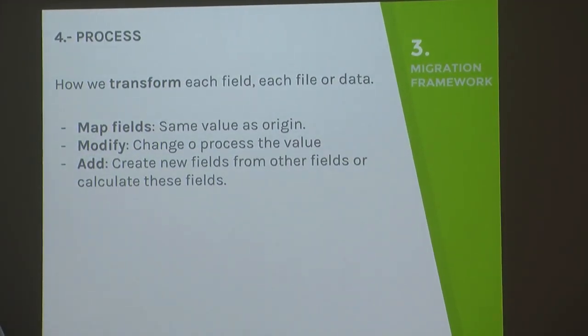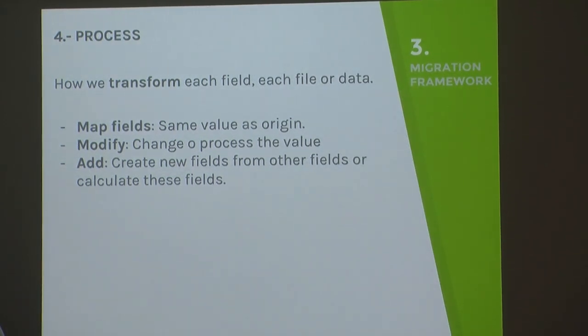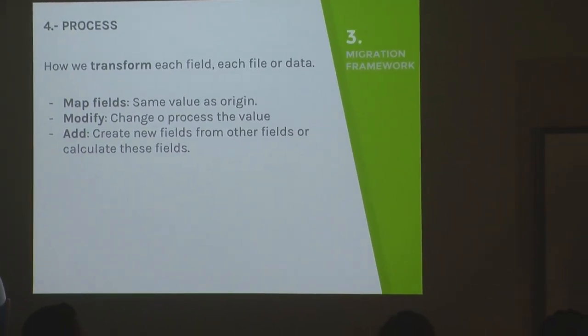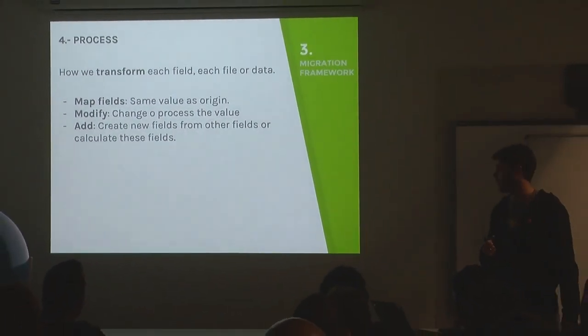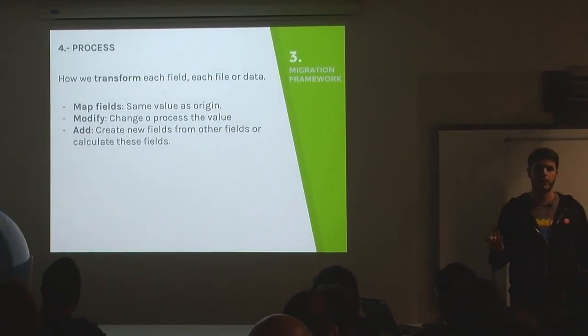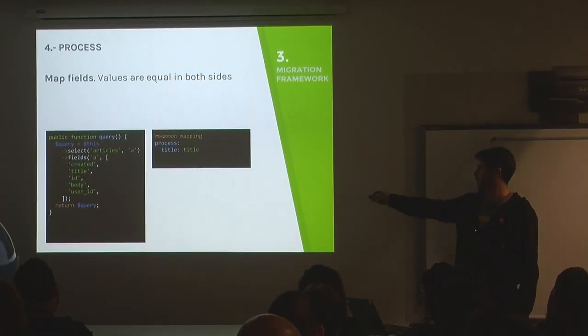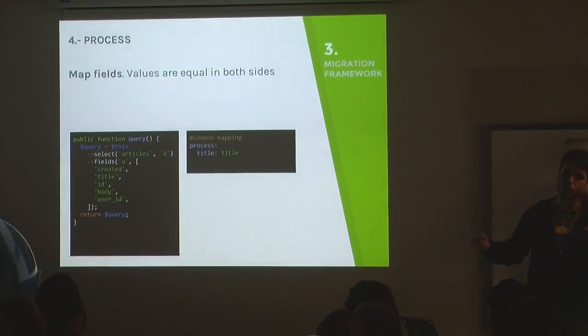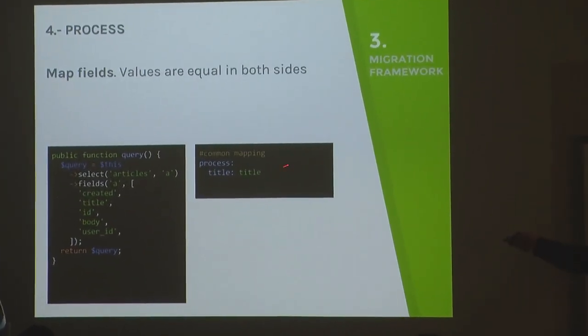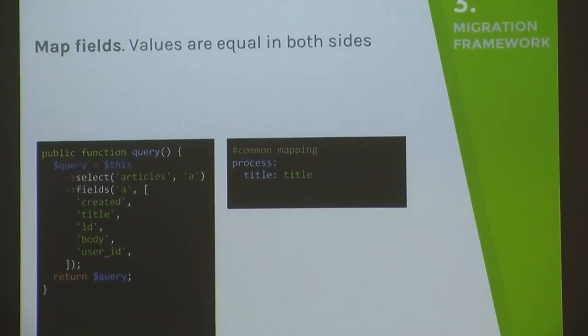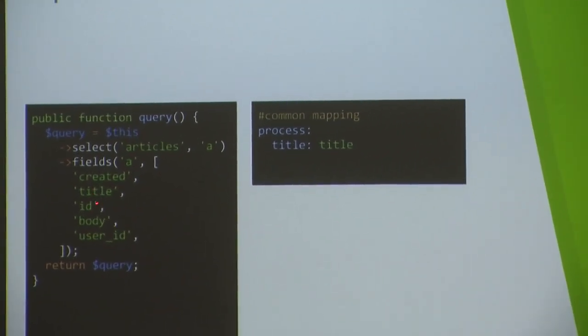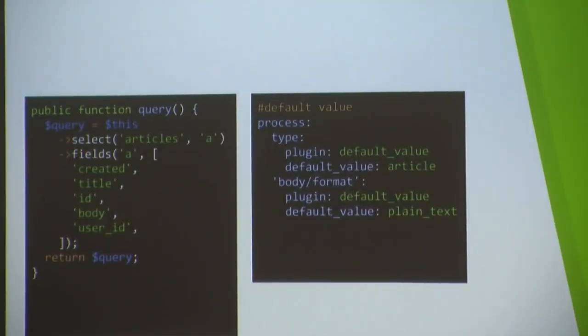Process: how we can transform each field, each data. We can map fields with the same value in the previous database to Drupal 8. We can modify, and we can add new fields and calculate as you want. Map fields: in process, the name of the Drupal 8 field and the name of my column of the query, this one. It's very easy.